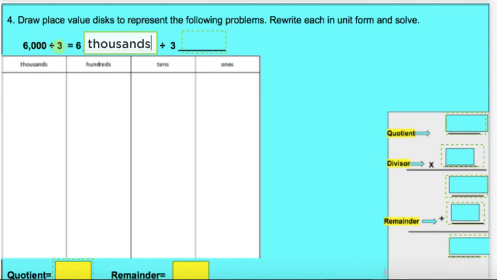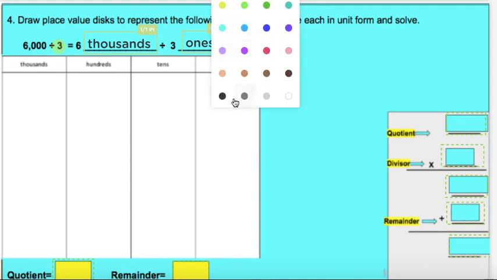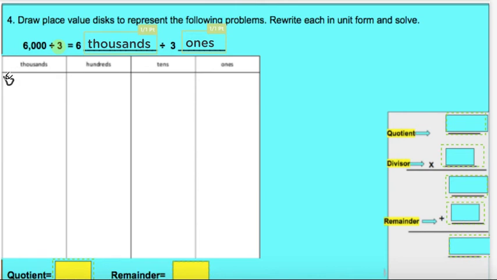Yeah, 6 thousands, y'all. I told y'all it wasn't a trick question. Divided by 3 ones. Let's go ahead and draw 6 discs in our, what place value are we drawing 6 discs in? Our thousands. 1, 2, 3, 4, 5, 6. All right, friends, so we have 6 thousands or 6 discs in our thousands place.